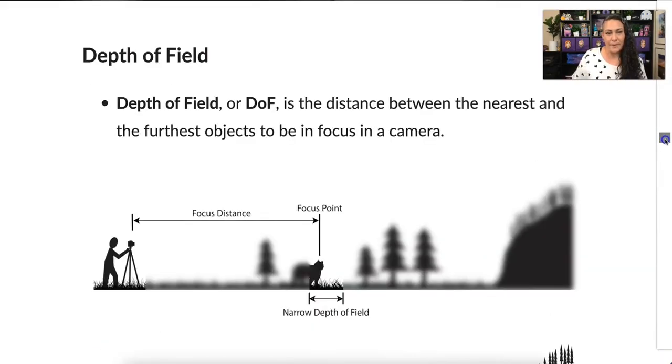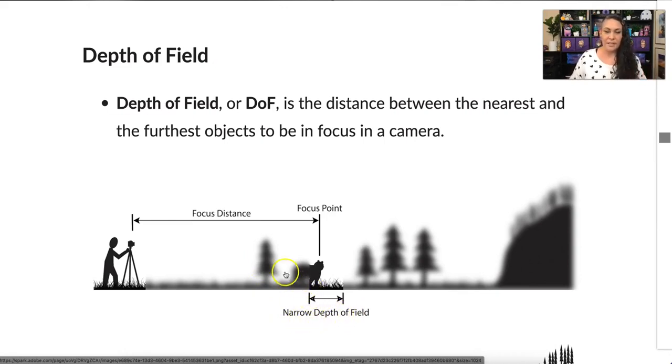Okay, so let's talk about depth of field a little bit more. That's one of the big creative decisions we have with aperture. Depth of field is the distance between the nearest and the furthest objects that can be in focus in a camera. Here in this example, we have a photographer. Here's the focus distance, here's the focus point, and here is the depth of field. Only the area from here to here is able to be in focus. If this were the case, they would be using a large aperture to create this narrow depth of field.